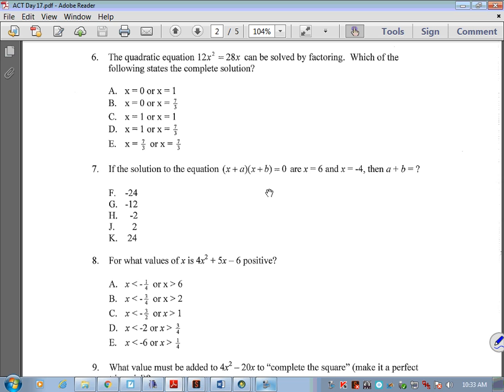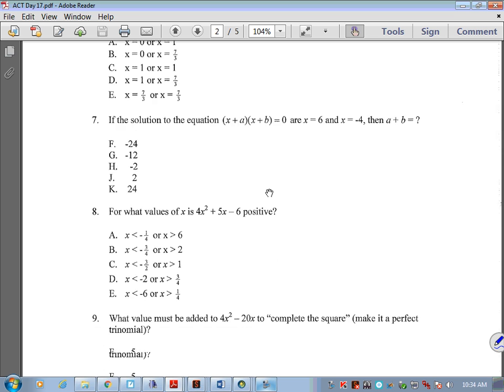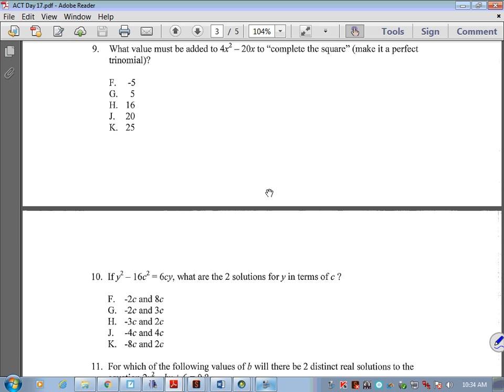All right, number 6 is B, x equals 0 or x equals 7/3. Number 7 is H, -2. Number 8 is D, x is less than -2 or x is greater than 3/4. Number 9, K is 25.